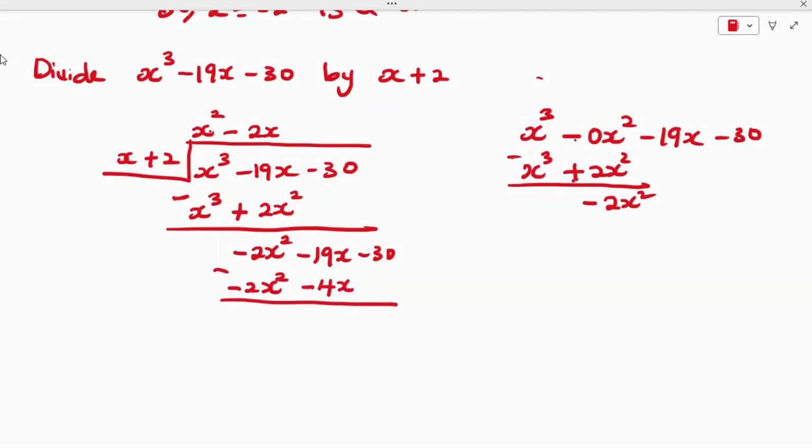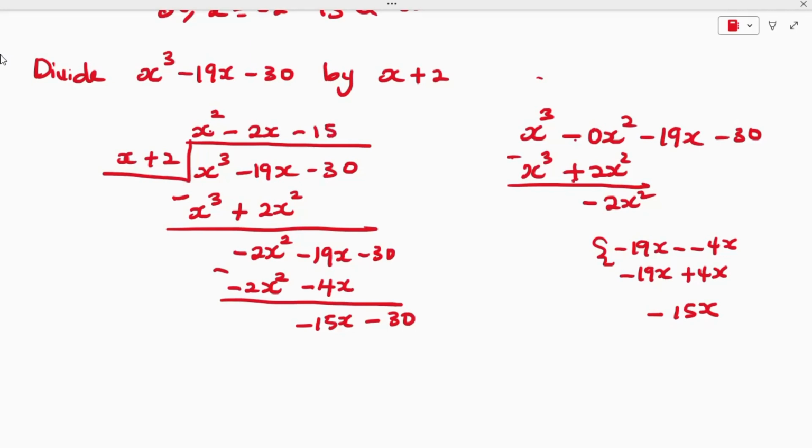So if we subtract this, we have minus 2x squared minus minus 2x squared is 0. We have minus 19x minus minus 4x, which is minus 19x plus what? 4x. So minus 19x plus 4x is going to give us minus what? 15x. So we have here minus 15x minus what? 30. So x divided by minus 15x, we have minus 15. Minus 15 multiplied by x is minus 15x. Minus times plus is minus, 15 times 2 is 30. And if you subtract this, we have 0, 0.